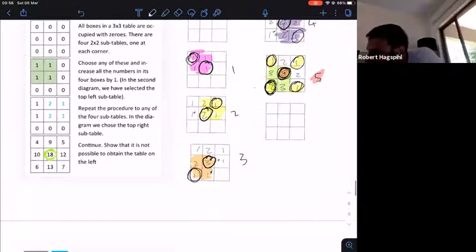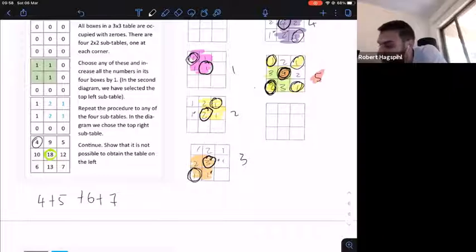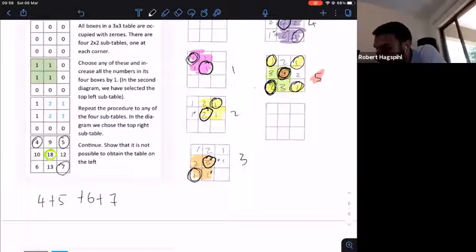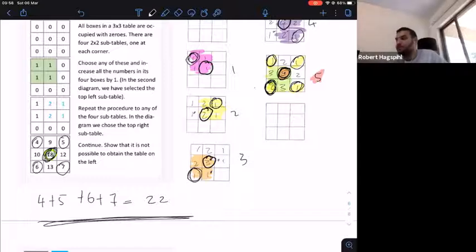And so I can go 4 plus 5 plus 6 plus 7. That means I've done 4 top lefts, 5 top rights, 7 bottom rights, 6 bottom lefts. And what does this equal to? It equals to 22. But this is 18. So that doesn't work out. This says I've done it 18 times. This says I've done it 22 times. This, unfortunately, is not true. Okay.